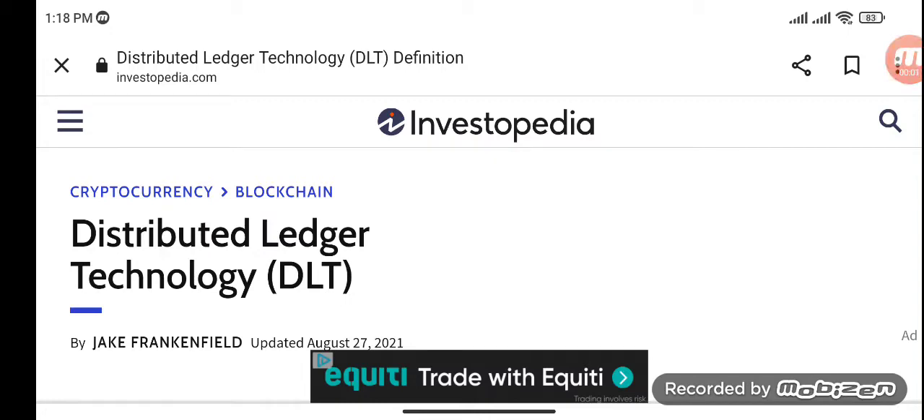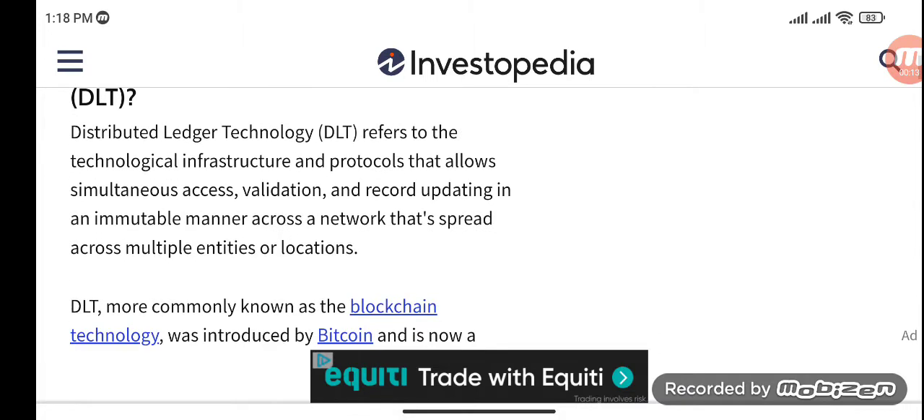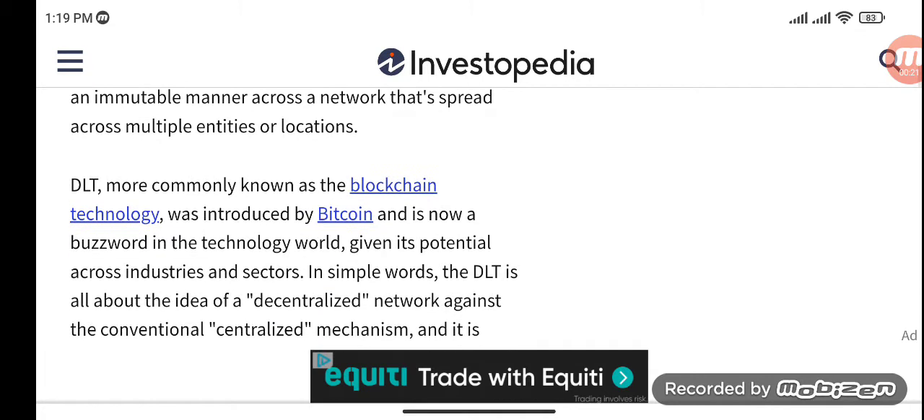Distributed ledger technology, DLT. What is this distributed ledger technology? It refers to the technological infrastructure and protocols that allows simultaneous access, validation, and record updating in an immutable manner across a network that's spread across multiple entities or locations. DLT, most commonly known as the blockchain technology, was introduced by Bitcoin and is now a buzzword in the technology world, given its potential across industries and sectors.